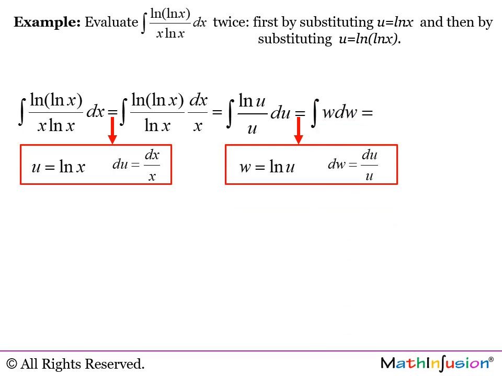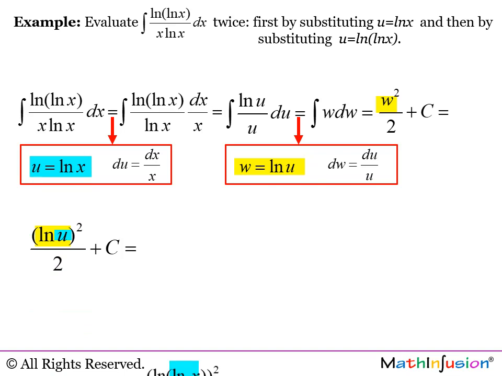So now I'm getting the integral of w dw, which is w to the power of 2 over 2 plus c. Now we have to go back to the x. So first of all, we will replace w by ln of u, and we get that. But now we have to replace u by ln of x. So it is ln of x to the power of 2 over 2 plus c.